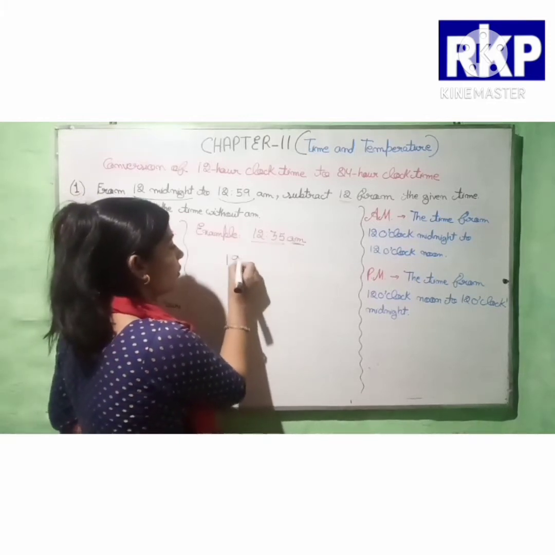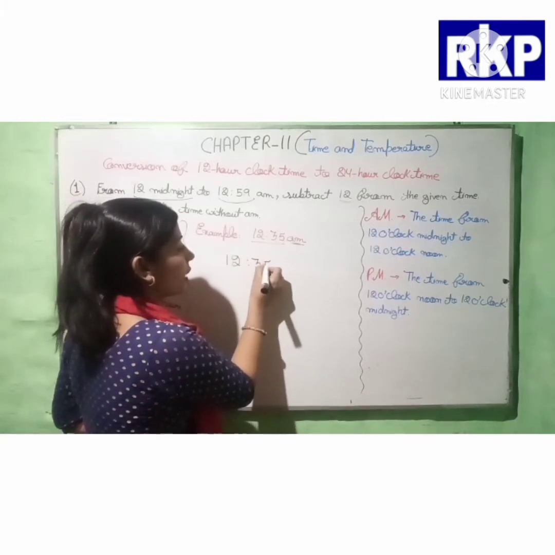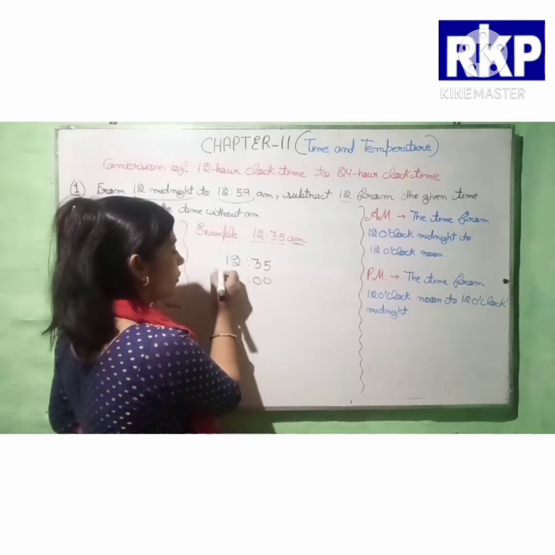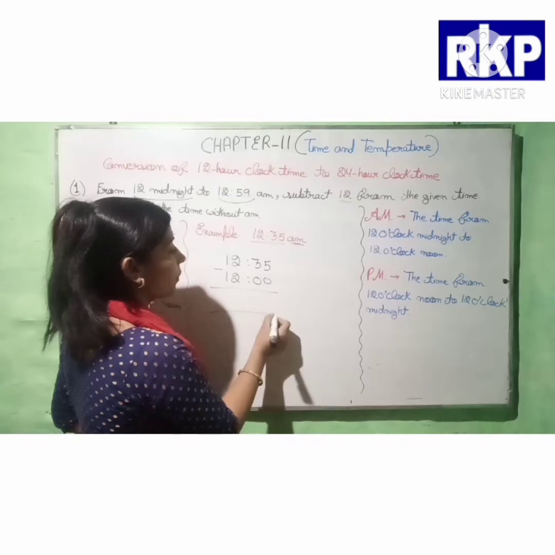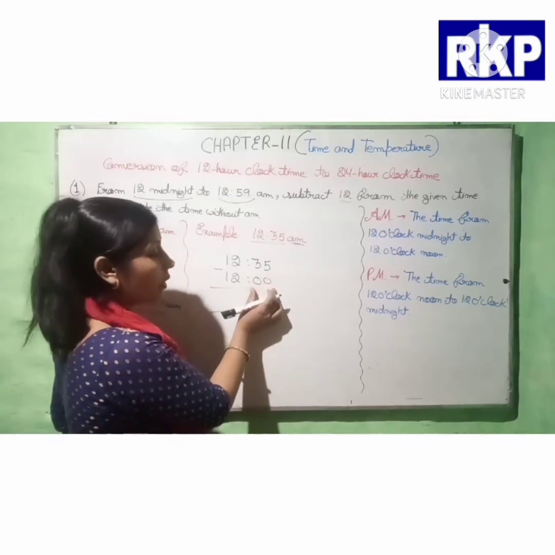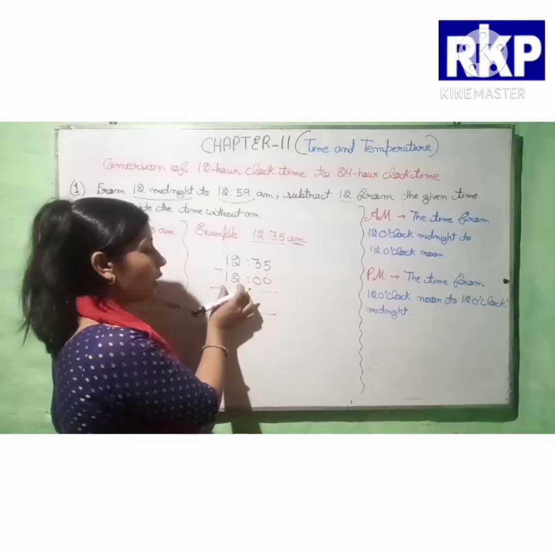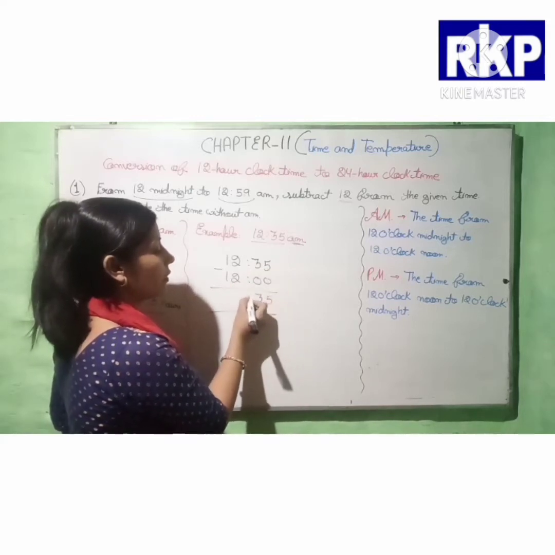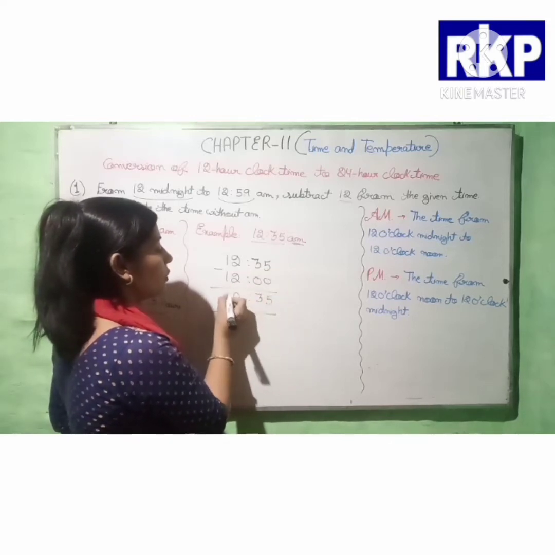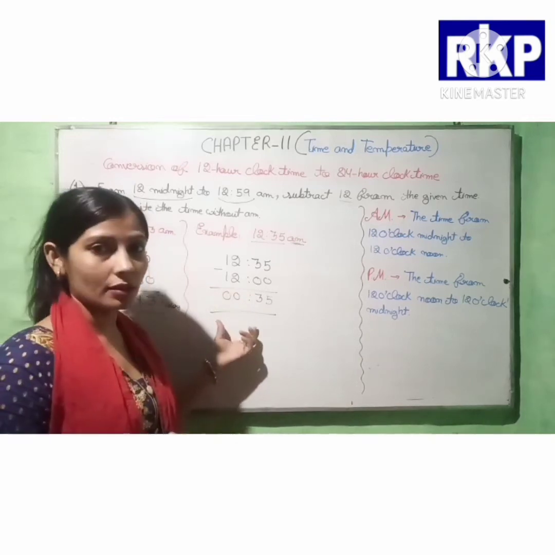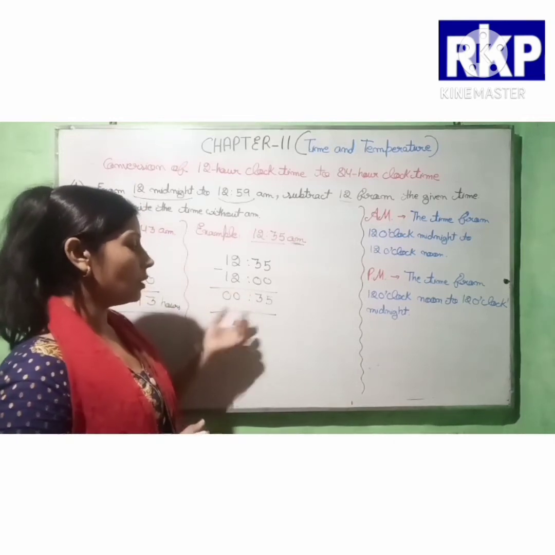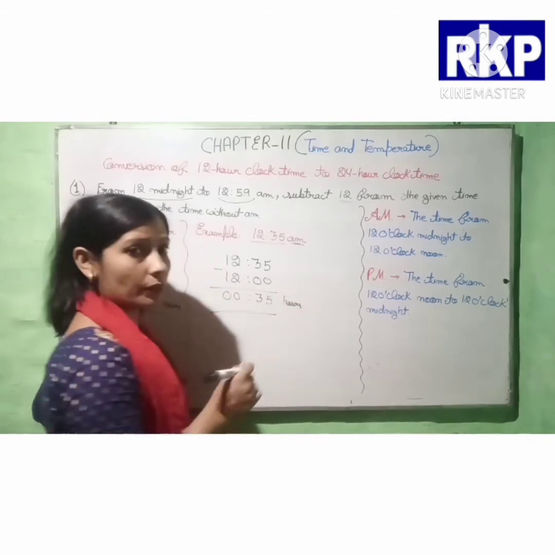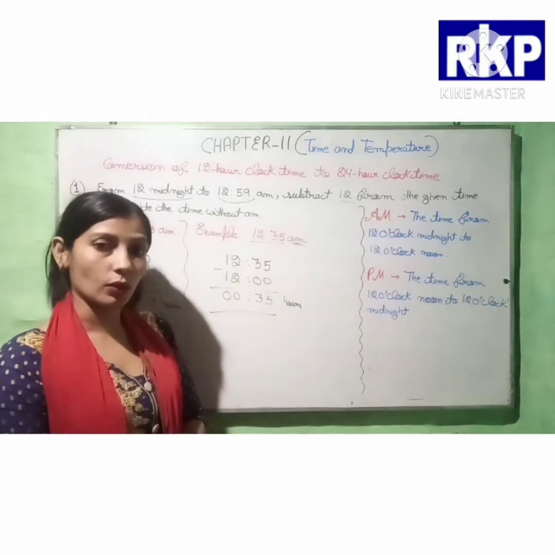So here we have to write 12:35 as it is, and now we have to subtract 12 from this. In this portion we have to write 0, 0, and here we have to write 12. Now here 5, here we get 3, and here 0, 0. So what is the answer? 00:35 hours is that time according to the 24-hour clock.